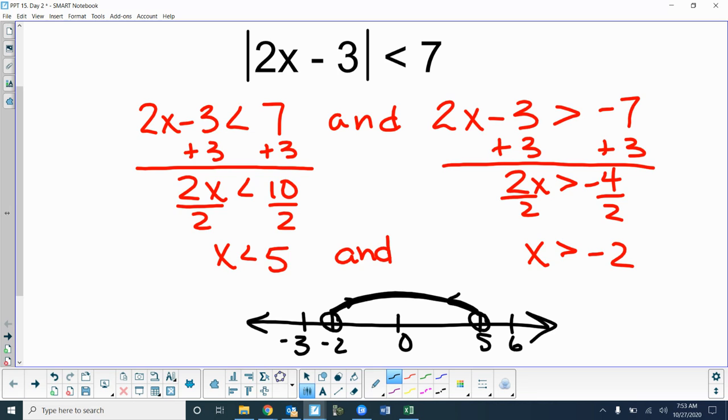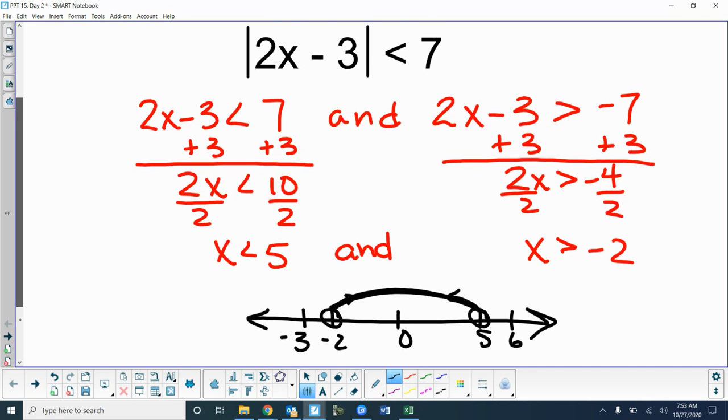For 24, it would be x is greater than or equal to negative 1 and less than or equal to 4. So solid dot at negative 1, solid dot at 4, connect them. And then for 27, I just want to go over that one with you guys, just to make sure.